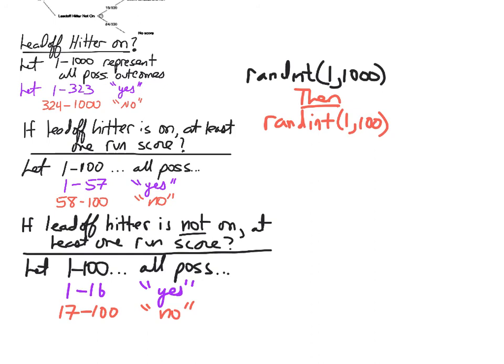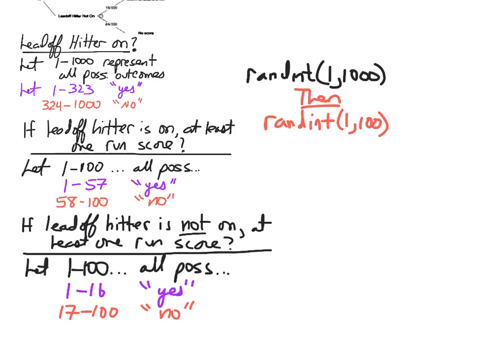685, leadoff hitter did not get on. Did not score a run. All right, so if we're in the 324 to 1,000 for the first random integer, that would be the leadoff hitter not getting on, which puts us into this category here. It's all conditional. I'm looking for 1 to 16 to show that I'm at least getting a run out of this. I didn't get the leadoff hitter on, but maybe the second guy up got on. And then the third guy up hit a 2-run homer or something. I don't know. But it didn't happen. I get the number 28, which puts me in this category. Let's do it one more time.